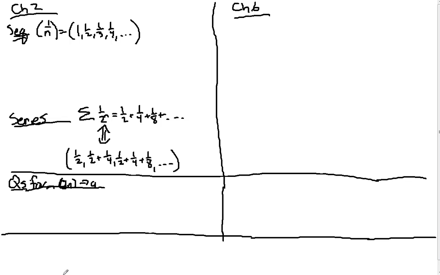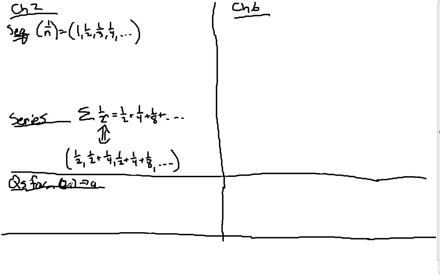This is an introduction to Chapter 6, which shares a lot of similarities with Chapter 2. For instance, in Chapter 2 we looked at sequences, which are basically a list of numbers. Here's one of our favorite ones. And series, which are basically infinite sums, which really correspond to other sequences.